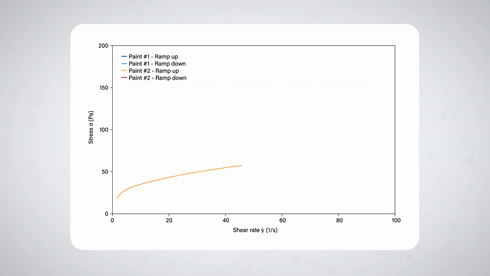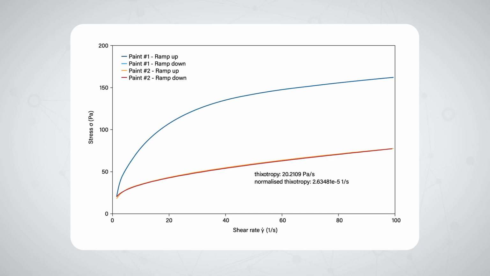Here are two paints. One shows a very small loop. That means low thixotropy. The other shows a loop almost 100 times larger, a highly thixotropic paint. This test is great for quickly comparing materials, but there is a catch. This test is shear history dependent.